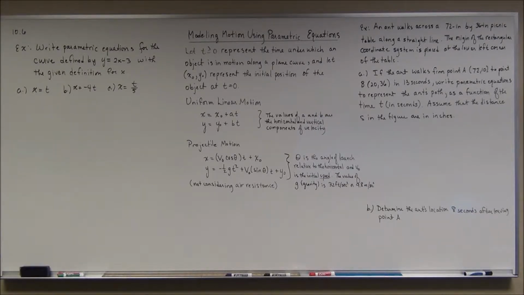Back into parametric equations in section 6 of chapter 10. In the previous video we were looking at how to find the rectangular form of our curve, the equation of our curve, from the parametric equations. Now we're going to reverse this. We're going to be given the rectangular form of the equation of the curve, and we're going to write parametric equations that will define it.